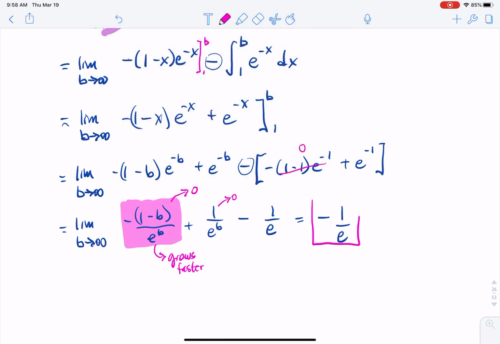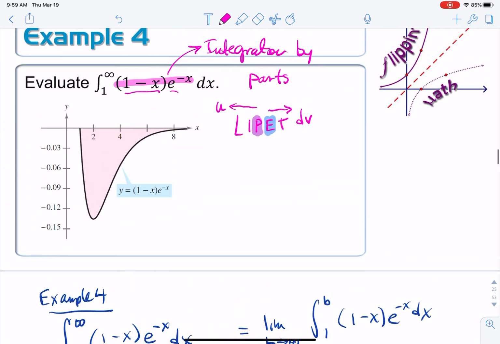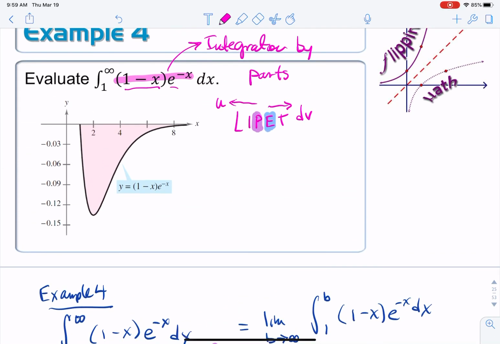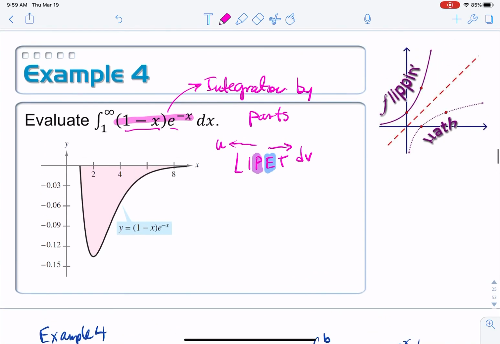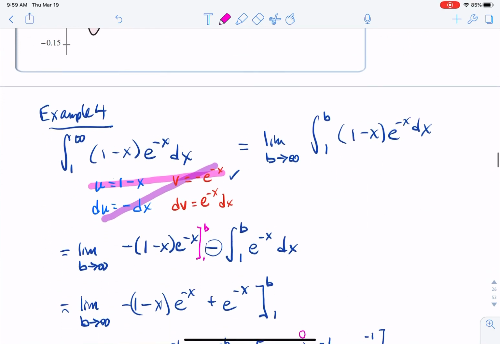So our net area is going to converge to negative 1 over e. Wait a minute, why the heck is it negative? Isn't this area that we're talking about? Let's go back and look at the graph. So notice that the graph is down completely below the x-axis. Since it's completely below the x-axis, the fact that it is negative does make sense, right? Anything below the x-axis is signed negative, and anything above is signed positive.